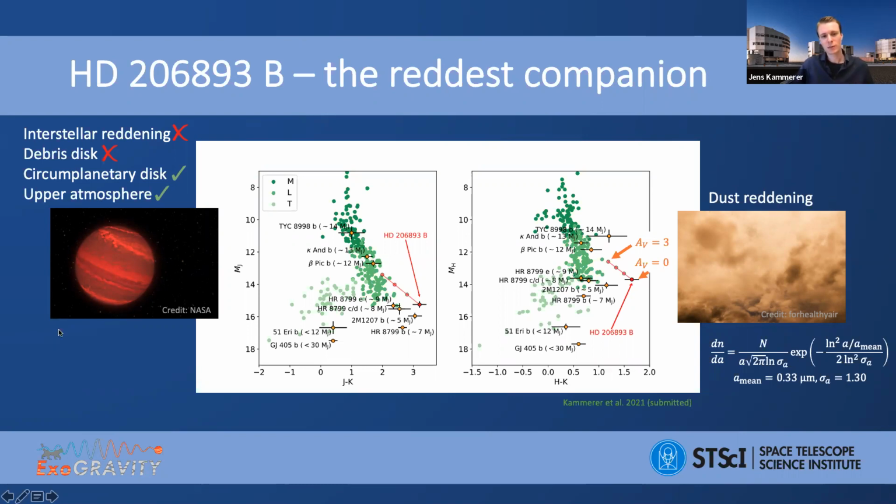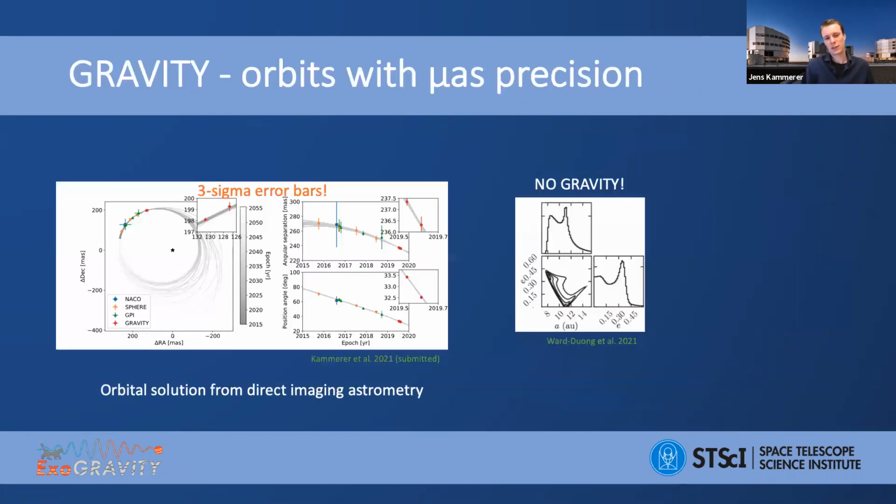Before we look at the spectrum, let's look briefly at the astrometry, which also tells us an exciting story in this case. So that's the orbital solutions that we got for HD 206 b with also previous NACO, SPHERE, and GPI measurements. And then in red, the GRAVITY data with a precision of about 100 microarcseconds. So that's about 10 or even up to 100 times better than some of the previous data points.